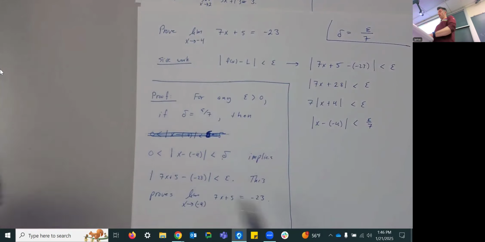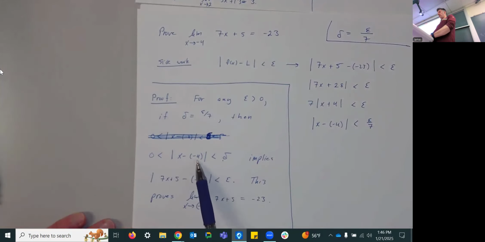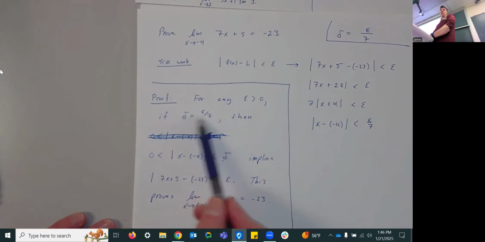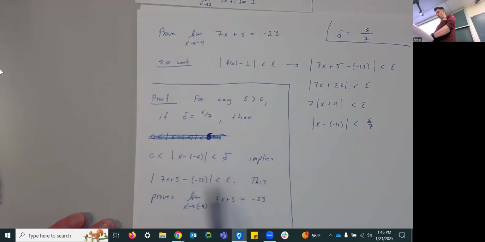We're still saying, great, if x is close enough to negative 4, how close? Delta, which is epsilon over 7, then our function will be close enough to its limit, negative 23. And again, it makes sense that it would be 1/7, or whatever the slope is, because if x is within some numerical value of what we're approaching and it's getting multiplied by 7, that distance between those two things is getting multiplied by 7 as well. So if you're within epsilon over 7, then the function's within epsilon over 7 times 7.